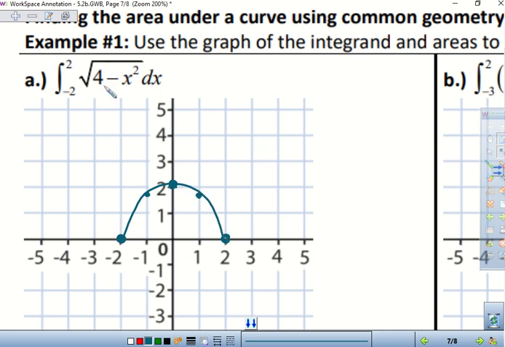That semicircle will always have this kind of appearance: the square root of something squared minus a variable squared. Our task is to find the area between the x-axis and the function. We learned yesterday that we can take the antiderivative, plug in the endpoint values, and subtract them to get the area under the curve, correct?